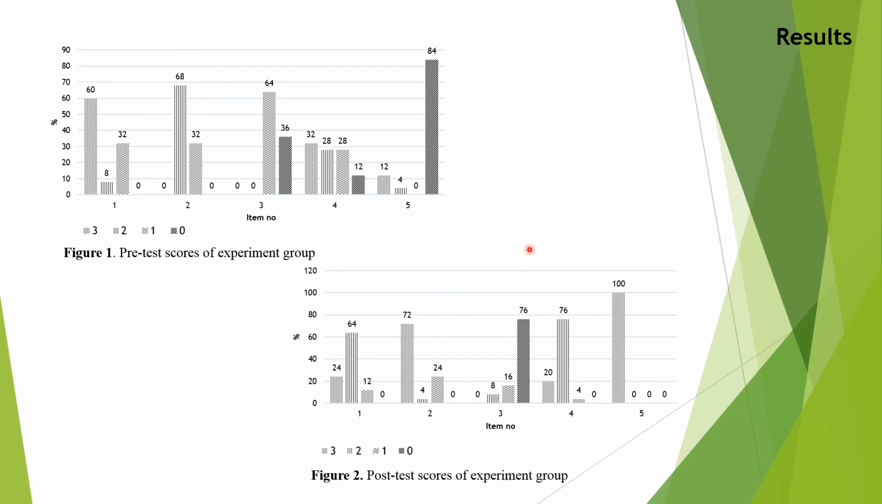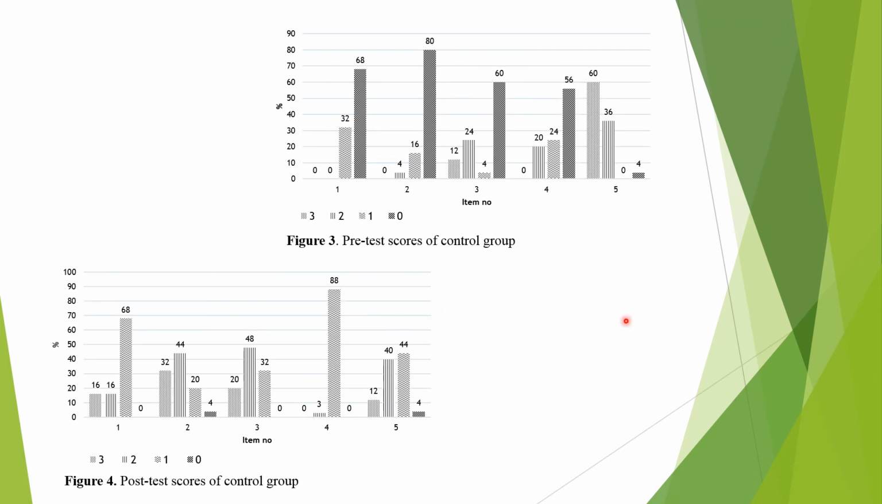An interesting finding here appears for the dimension of elementary clarification for item number 1 and number 2, with the appearance of score 0 here. However, in summary, we can see here that there is a positive trend in the increase of experiment students' scores at the post-test compared to their pre-test.